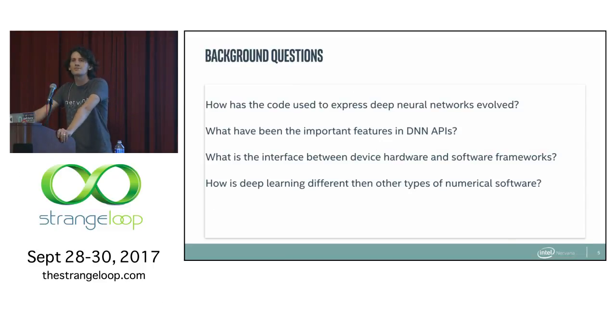Here are the background questions for those of you who are familiar with deep learning. How has the code that we've been using to express deep learning neural networks evolved? What have been the core features of APIs that we have seen over the years for deep neural networks? What exactly is the interface between device hardware and software frameworks? And how exactly is deep learning different than other types of numerical software?